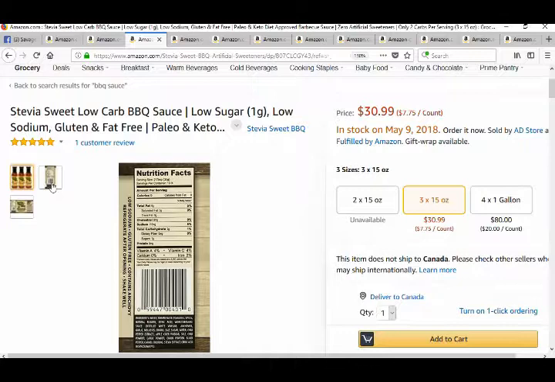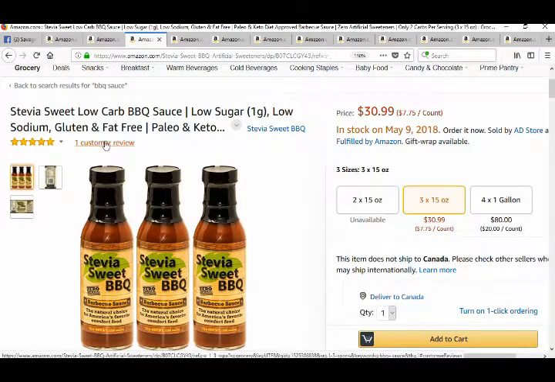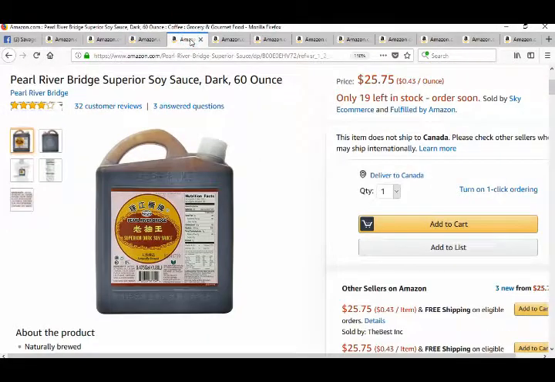If you put a couple of tablespoons, this is not a deal breaker. It's got 10 calories. It's a really good choice. It's called Stevia Sweet Barbecue, and you can find that on Amazon or any low-carb grocery store.